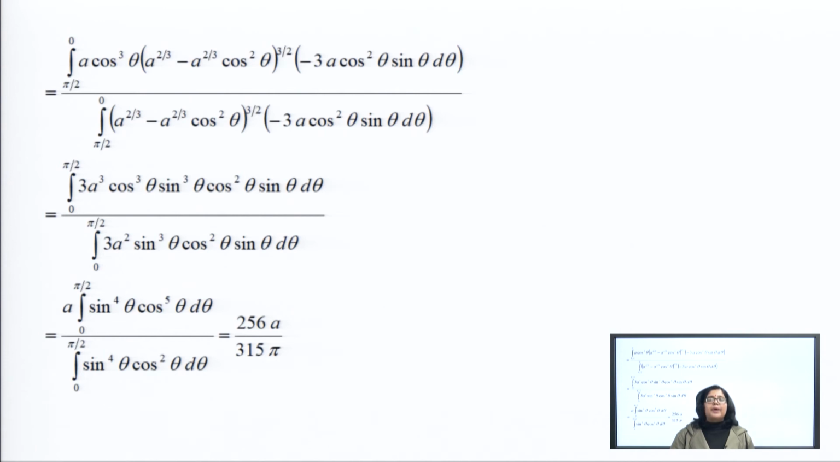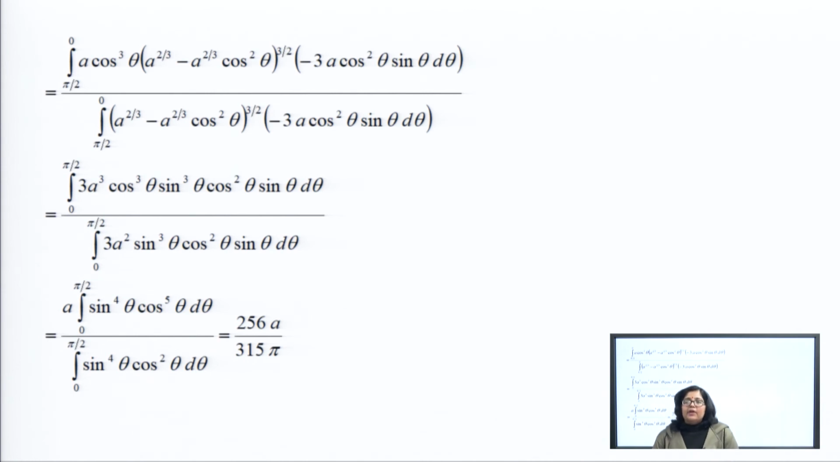So the limits go from pi by 2 to 0, and we put the value of x equal to a sin cube theta and solve this equation, also changing the order with the help of the properties of integration. Finally we get the integration from 0 to pi by 2 of sin power 4 theta cos 5 theta d theta upon the integration from 0 to pi by 2 of sin 4 theta cos square theta d theta. With the help of the gamma function we solve this integration and finally find the solution 256 a upon 315 pi. This is the value of x bar.